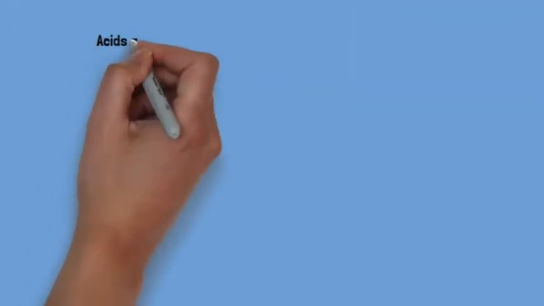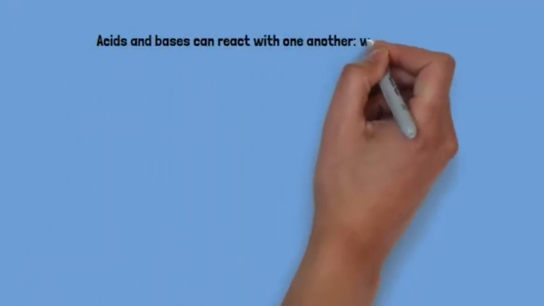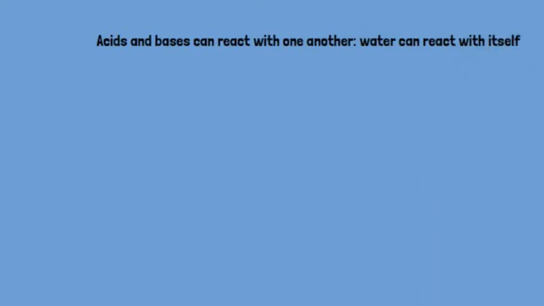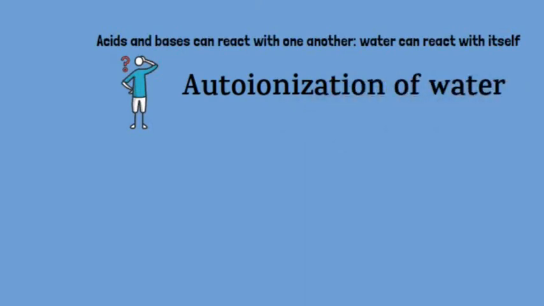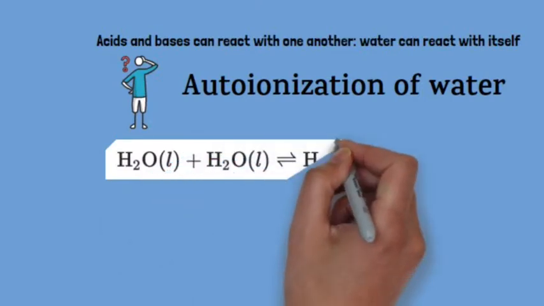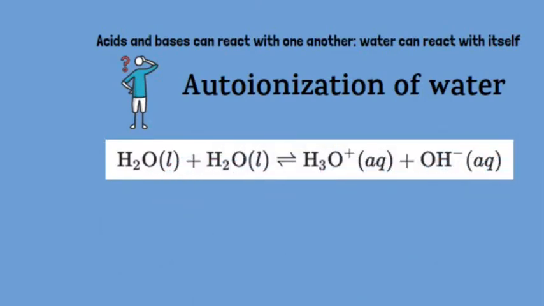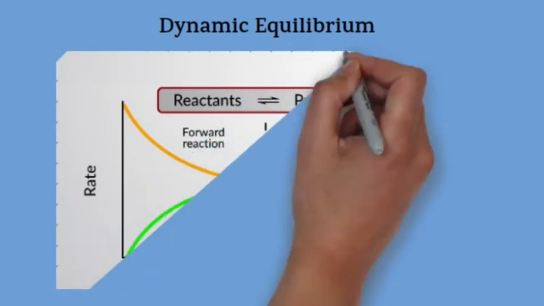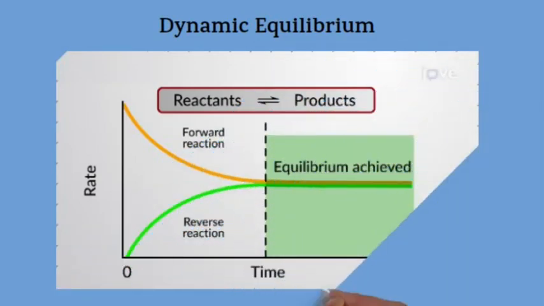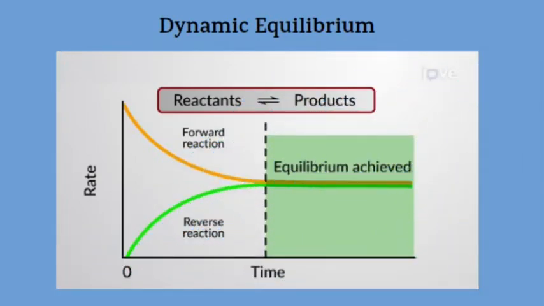As we can see, acids and bases can react with one another, and therefore water can react with itself. Sounds strange. Well, this is known as the autoionization of water. Water molecules exchange protons with one another. This proton exchange can be written like the following balanced equation. This readily reversible reaction is an example of a dynamic equilibrium. As we can see here, the chemical equilibrium is a state in which the rate of the forward reaction equals the rate of the backward reaction.